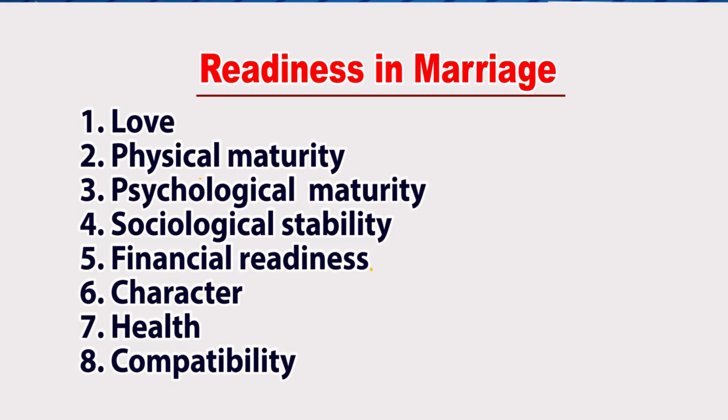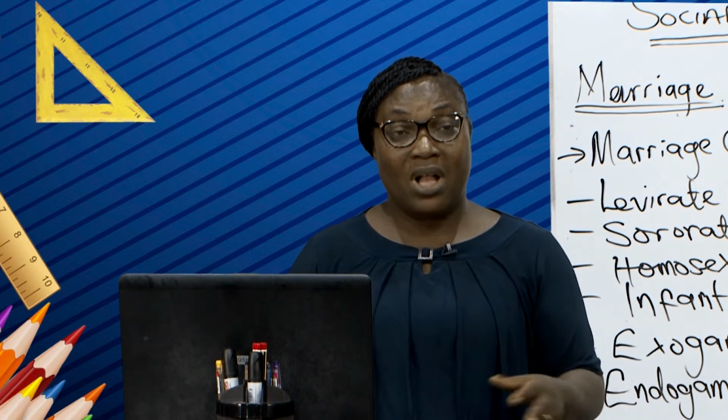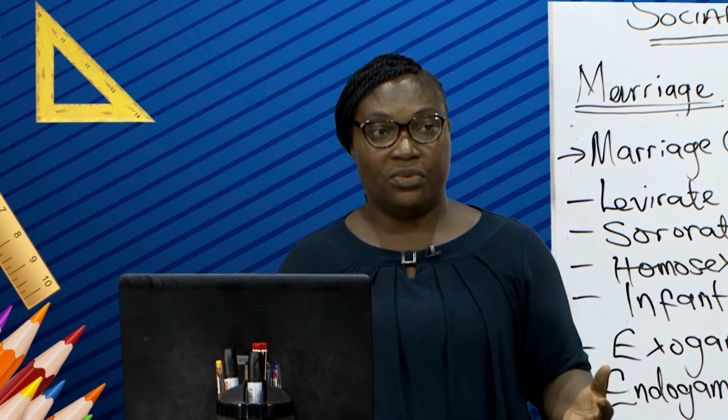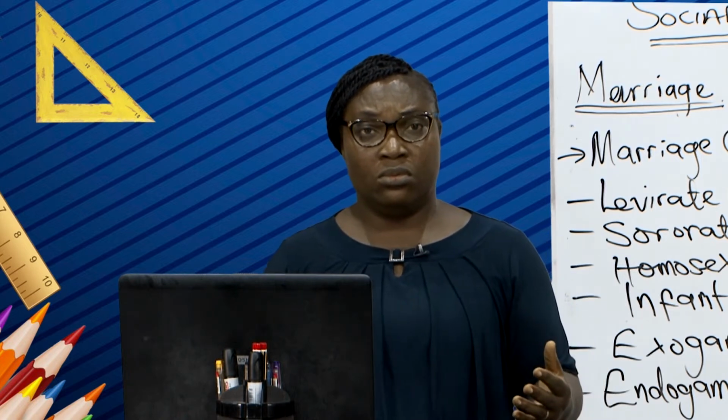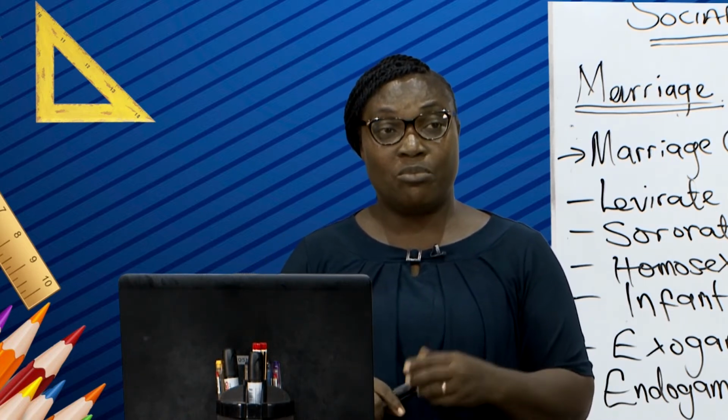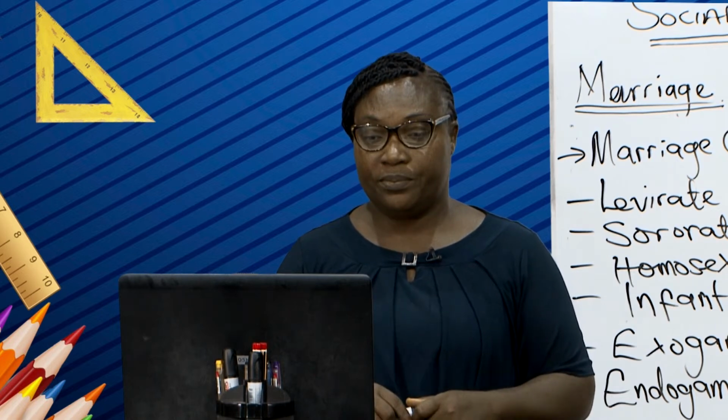Then socially, you must be stable. You must be the type of person that can interact with members of the society very well. You can imagine if you want to marry, you need to inform people. You need to move. People need to know you. You cannot isolate yourself and be able to get somebody that you will marry.